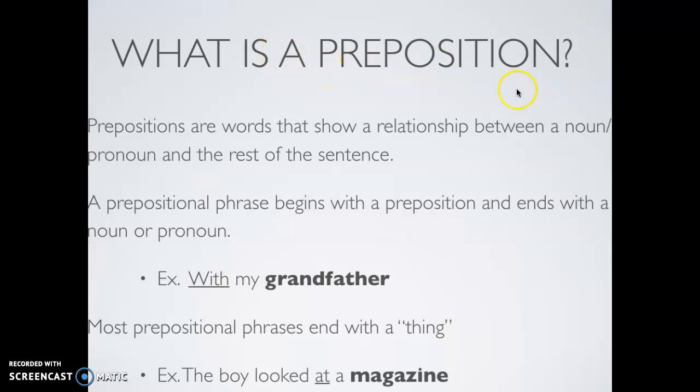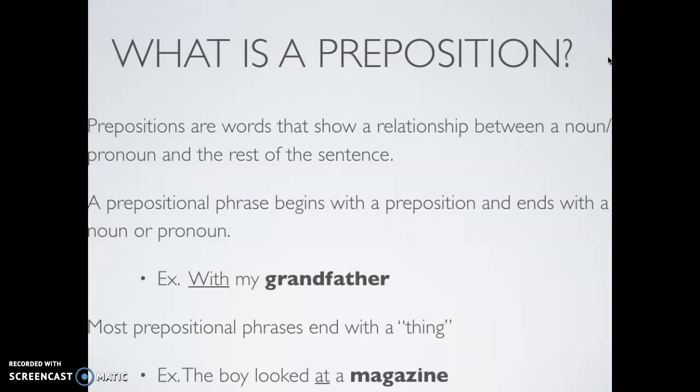Prepositions are words that show a relationship between a noun or pronoun and the rest of the sentence. A prepositional phrase will begin with a preposition and end with a noun or pronoun. So an example would be with my grandfather, by the house, under the swings, over the stars. Most prepositional phrases will end with a thing.